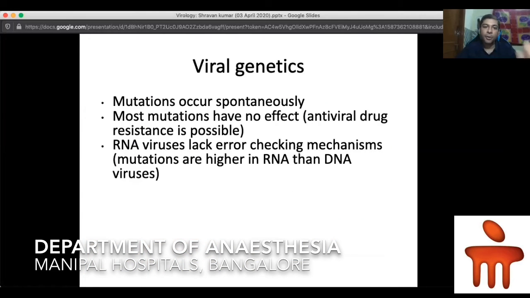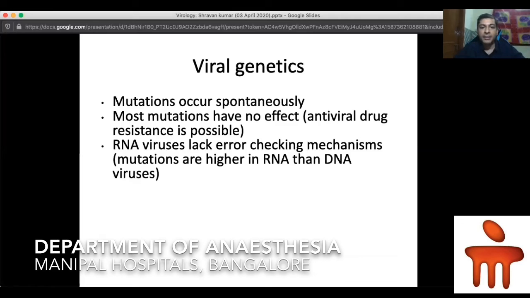Another important component which is to be understood is the viral genetics. Mutations generally occur spontaneously, and understanding viral genetics can help us in understanding the virology, the virulence of the viruses, and the nature of vaccines that have to be produced. So most of the mutations generally do not have any kind of effect. Most of the antiviral drug resistance is possible from the mutations.